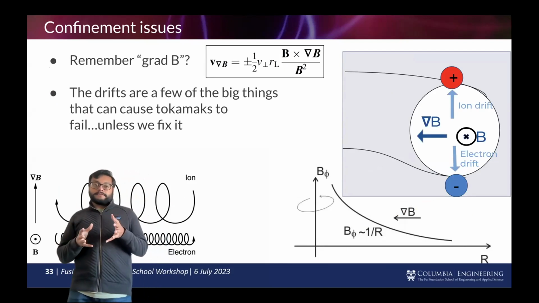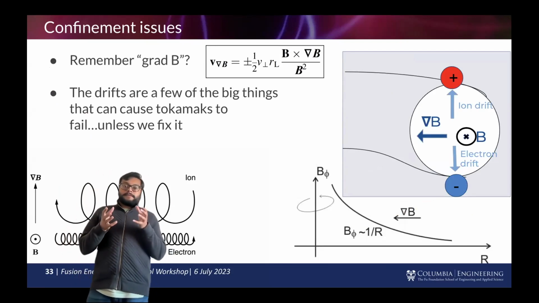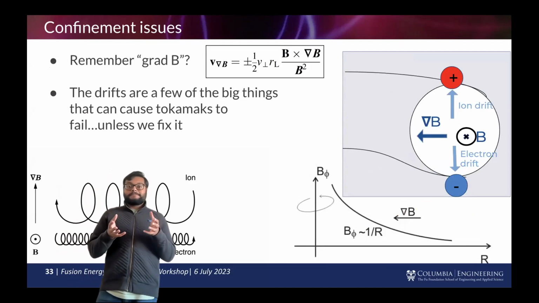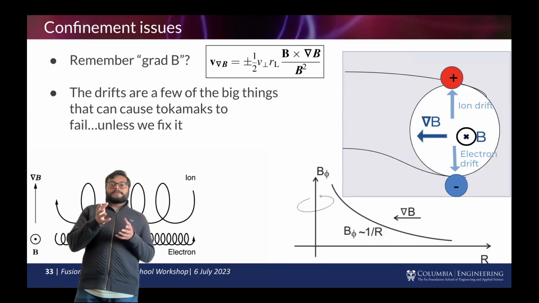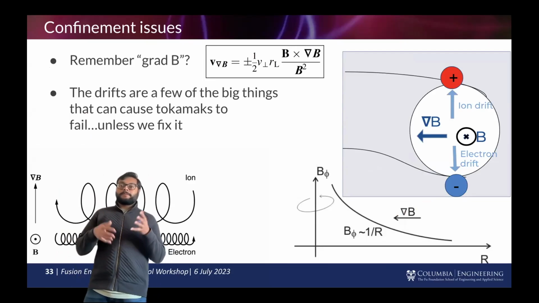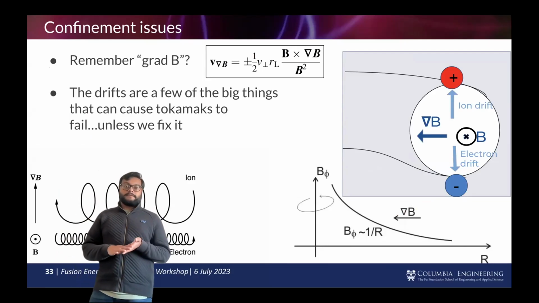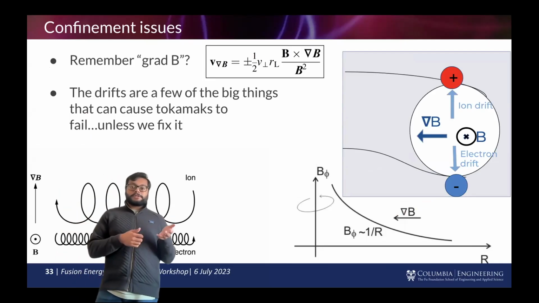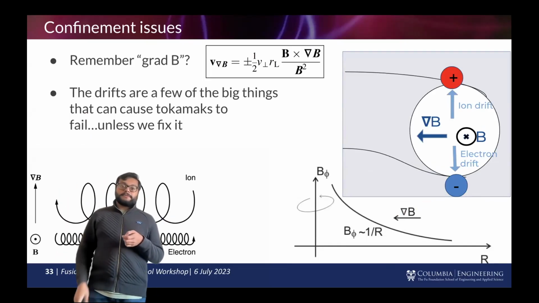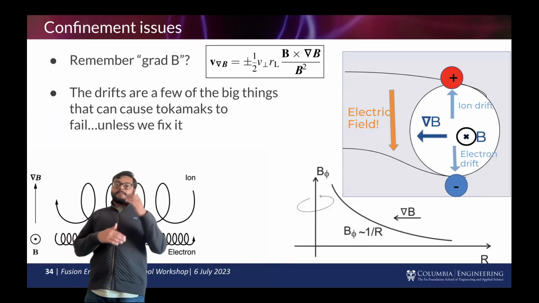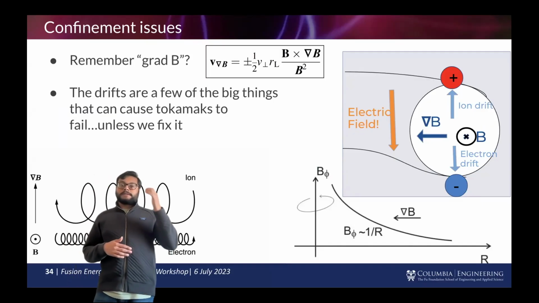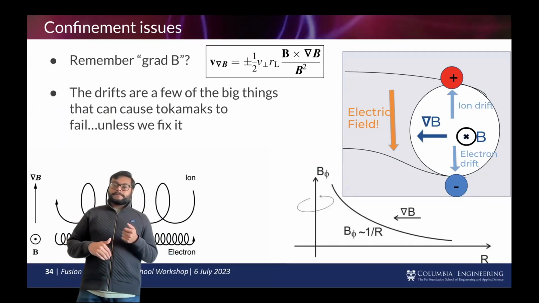So as you can see here, the ions will drift up, and then the electrons will drift down because of this gravity drift. And then if you're interested in the actual velocity itself, you'll see it at the top, where it says cross product between the magnetic field and the gradient of the magnetic field will give you the same direction. The ions move up, and then the electrons move down. And so what you essentially get is this polarization of your ions and electrons, and that generates an electric field.